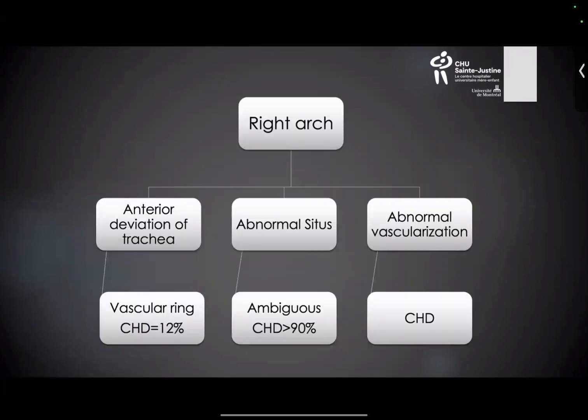So if you see only a right arch, check the trachea. Is it deviated anteriorly? If it's deviated anteriorly, you can suspect a vascular ring, which is associated with congenital heart disease, not that much, but 12%. If you see abnormal situs, let's say your stomach is on the right, look for a situs ambiguous, which is really strongly connected to congenital heart disease. And if you have a right aortic arch with an abnormal lung vascularization, you can be clearly sure that there's a congenital heart disease.